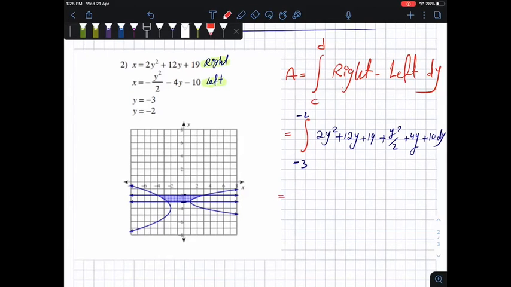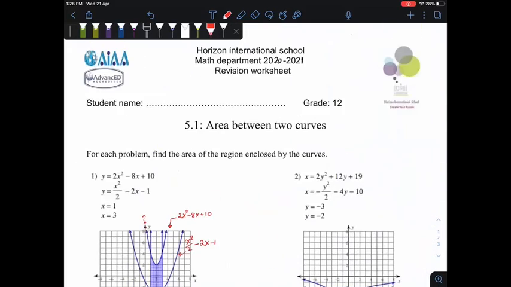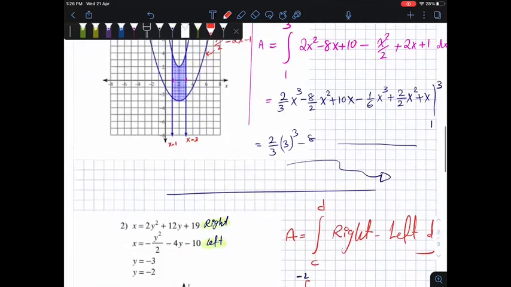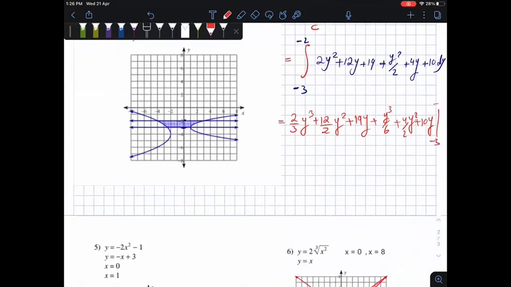So also guys, I will leave this one for you to try. That is 2 over 3y cubed plus 12 over 2y squared plus 19y, and so on. Y cubed over 6 and then plus 4y squared over 2 and then plus 10y, and then substitute from negative 3 to negative 2 and so on.